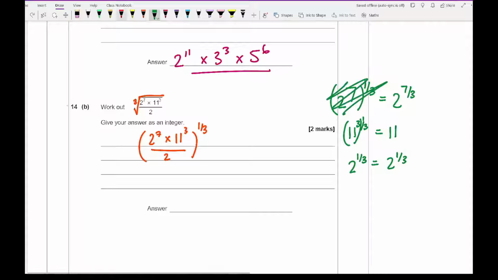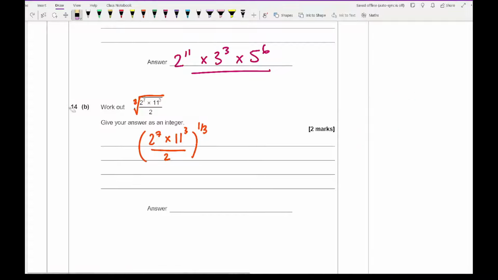Now from this, what I can do actually is recognise that the 2 cancels out. So this cancels to make a 6, and that 2 is eliminated. So what I've then got is 2 to the power of 6 times 11 to the power of 3, all to the power of a third. 6 times a third is 2 to the power of 2, and 11 cubed to the power of a third. We multiply the powers and we get times 11, and so that's just going to be 4 times 11, which is 44.